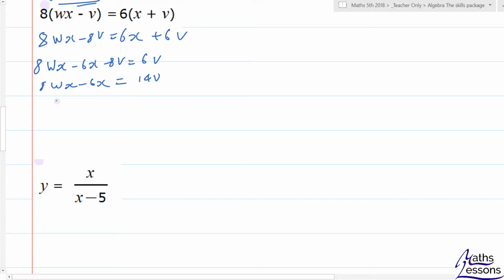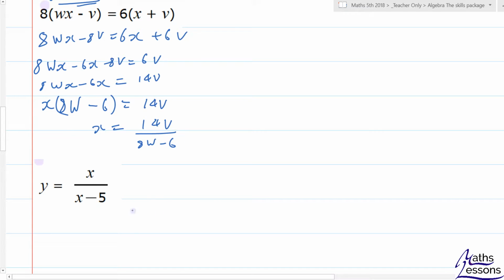Now let's factorise the x, get it on its own. And we get 8w here minus 6 there, equals 14v. And now we've got x times all of that, we can divide by all of that. So we get 14v over 8w minus 6.